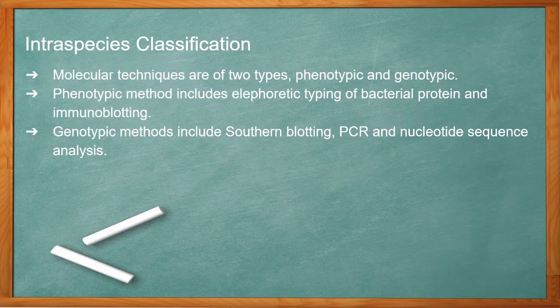Molecular techniques are of two types: phenotypic and genotypic. Phenotypic methods include electrophoretic typing of bacterial protein and immunoblotting. Genotypic methods include Southern blotting, PCR, and nucleotide sequence analysis.